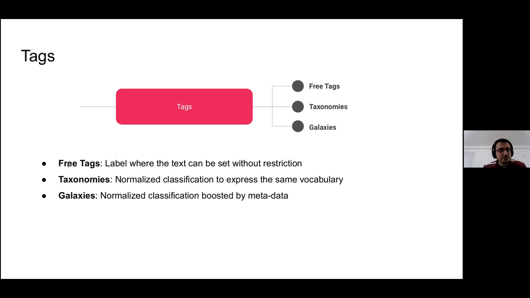So the first one is the free tags. A tag can be set without any restriction. If you want to create a tag named "my super tag", you can do it. MISP allows you to do that, and you can use it right away. But you will see that it's not always a good idea to do that. And then we have two other sources, namely the taxonomies and the galaxies. And you will see the difference and in which case it's better to use one or the other. But first, let's start with the free tags.